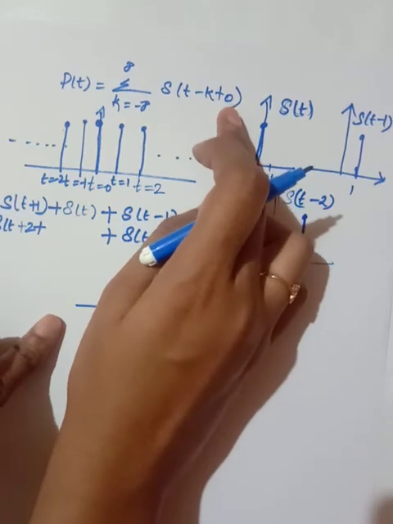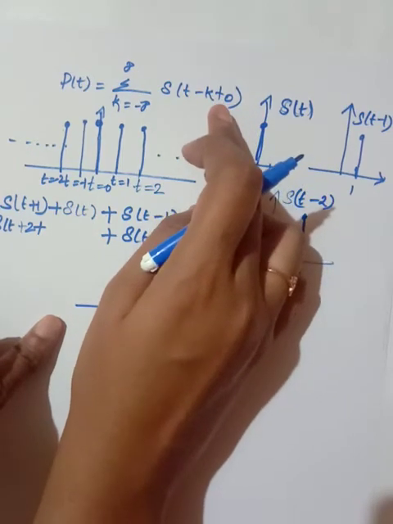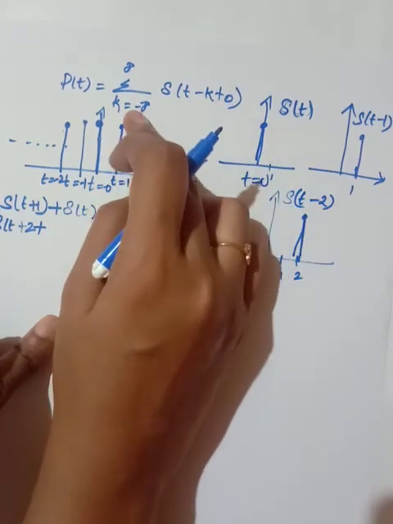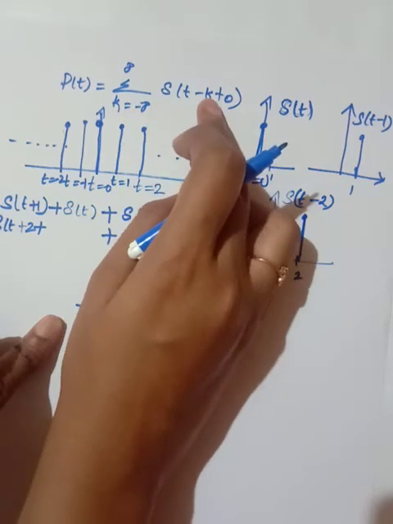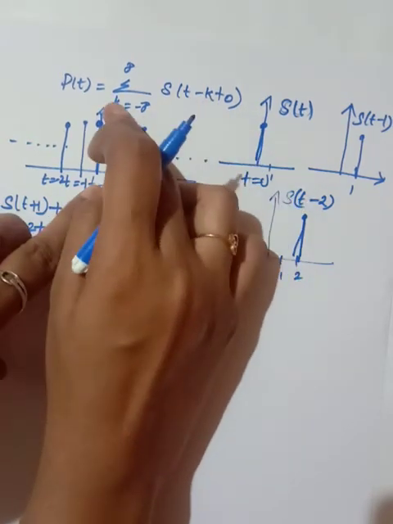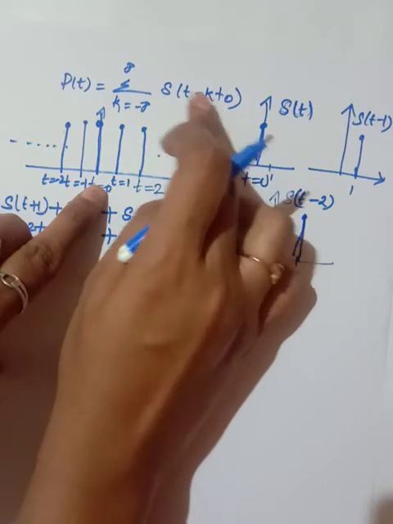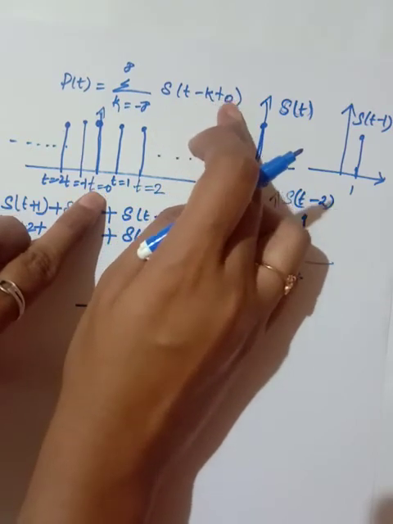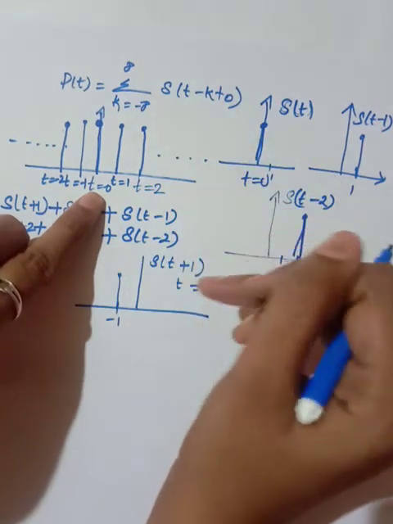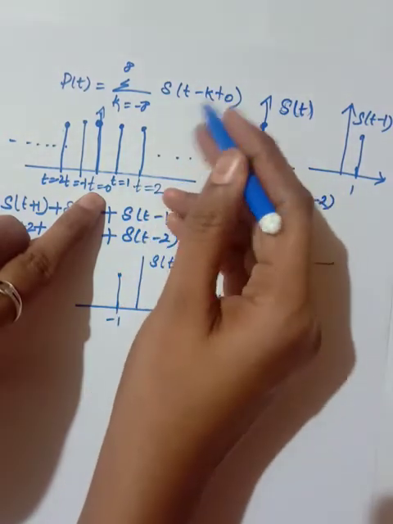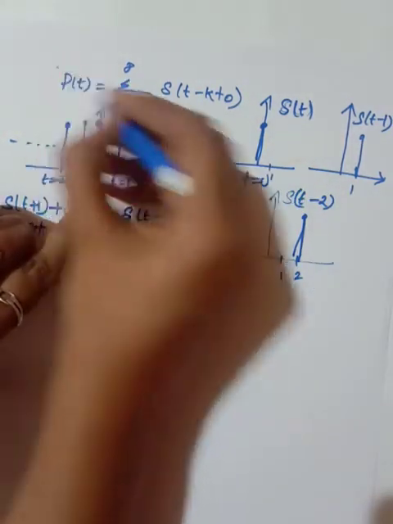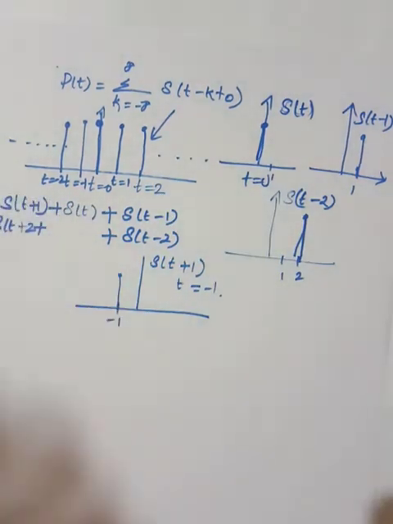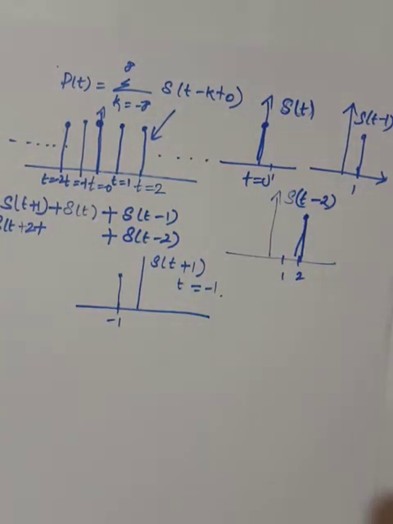Now consider here k equal to 0. When k equal to 0, you will get del of t. When k equal to 1, you will get del of t minus t naught. That t naught is 1 here. Like that you can represent this signal with an impulse signal.